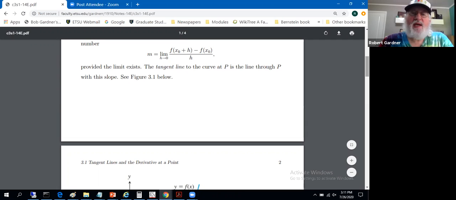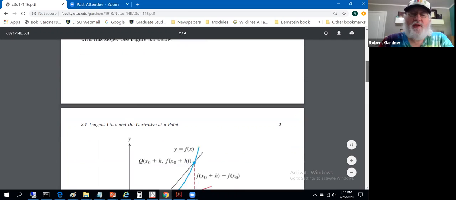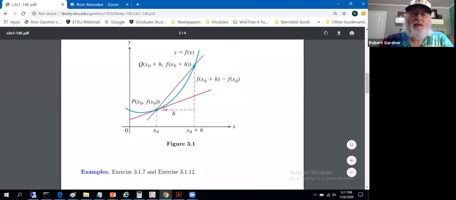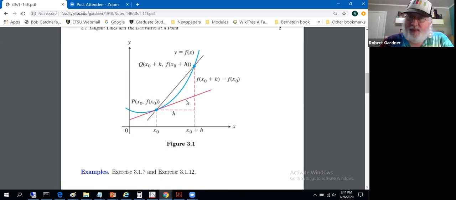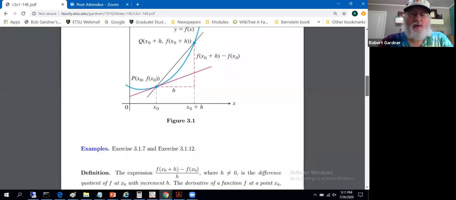Now, if we take a limit as h approaches 0, then that secant line becomes arbitrarily close to that tangent line, assuming the limit exists. And in the limit, the secant line will have a slope that becomes the slope of the tangent line. So the definition should make sense at this stage because of the way we set things up in section 2.1 and because of the way we've treated limits. So the definition of the slope of a curve is given as that particular limit.